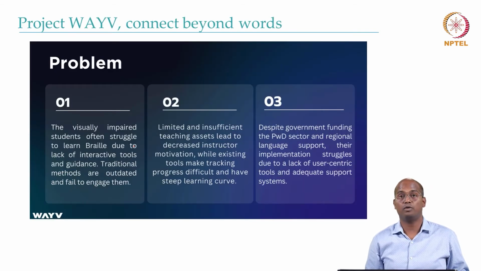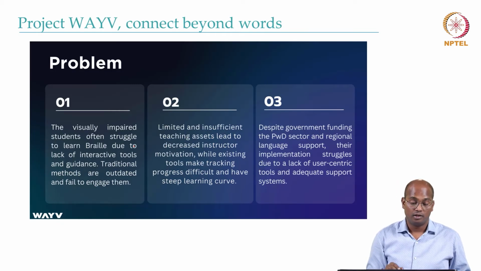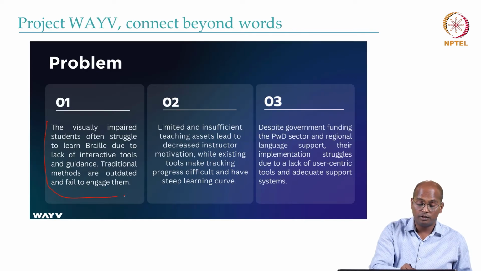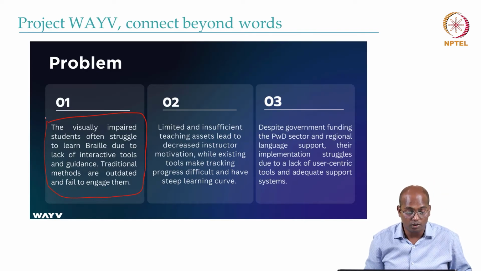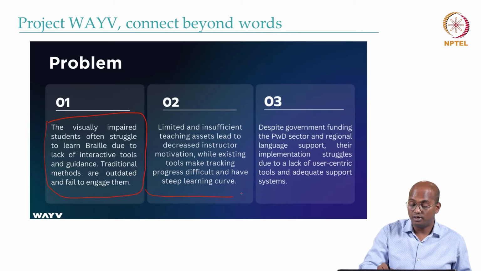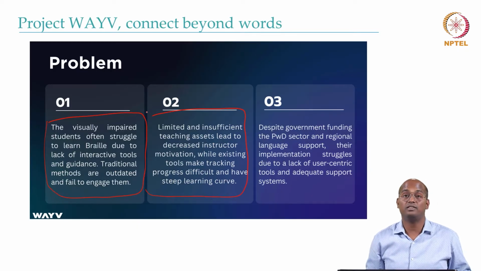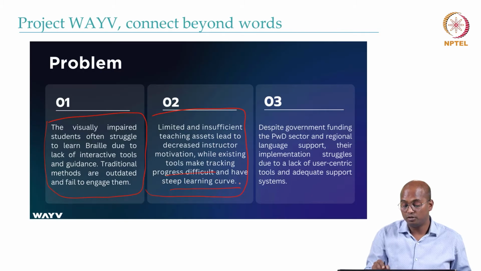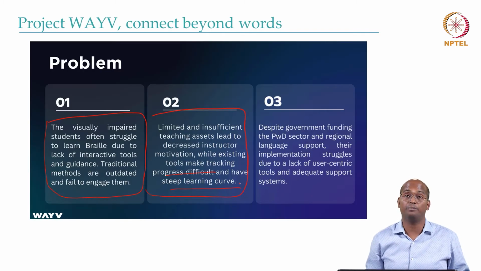So let's talk about our project Wave that we discussed earlier. Here, the problem is that visually impaired students often struggle to learn Braille due to the lack of interactive tools and guidance. Traditional methods are outdated and fail to engage them. So how can we make it engaging? How can they learn in a more engaging way? Second, limited and insufficient teaching assets lead to decreased instructor motivation, while existing tools make tracking progress difficult and have a steep learning curve. How do we keep the teachers motivated?